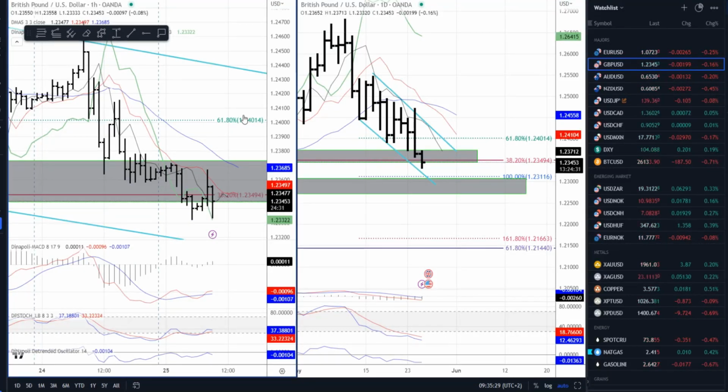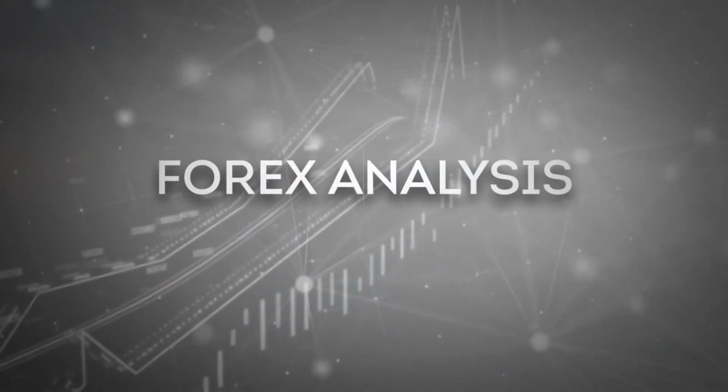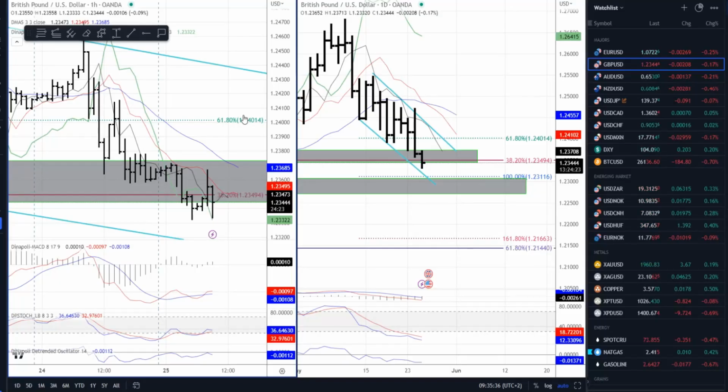For today, I decided to cover British pound versus US dollar. I will speak about the gold market, crude oil and Bitcoin versus US dollar. I will start with the British pound versus US dollar first. We have here two charts. One on the left is an hourly time frame and on the right is a daily time frame.